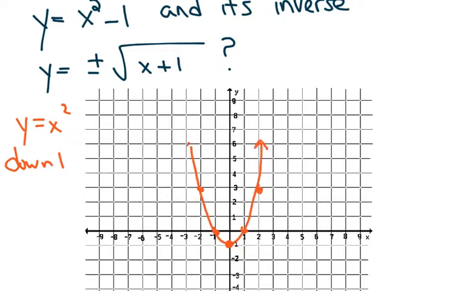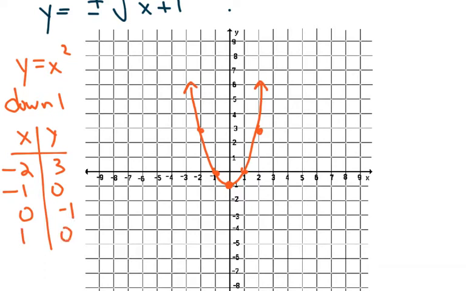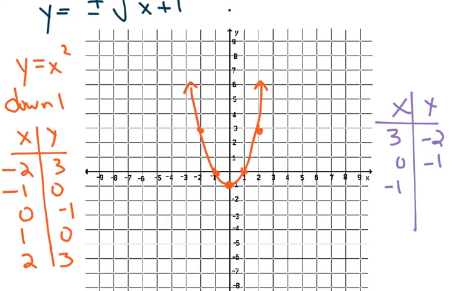Why does it matter what ordered pairs it goes through? Because now when you want to find the inverse, the easiest thing to do is to take those 5 ordered pairs and reverse them. So on the original graph of y equals x squared minus 1, this particular graph goes through -2, 3, -1, 0, 0, -1, 1, 0, and 2, 3. So the inverse must go through 3, -2, 0, -1, -1, 0, 0, 1, and 3, 2.